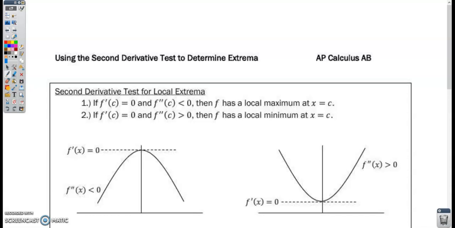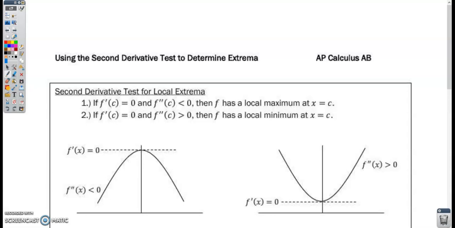In this video, we're going to be talking about information from section 5.7 of AP Calculus, using the second derivative test to determine extrema. A few lessons back, we talked about using the first derivative test to determine extrema. Now we're talking about using the second derivative test, again to find local extrema. So we're going to have the first derivative test and the second derivative test as two possible ways that we can find local extrema after today's lesson.